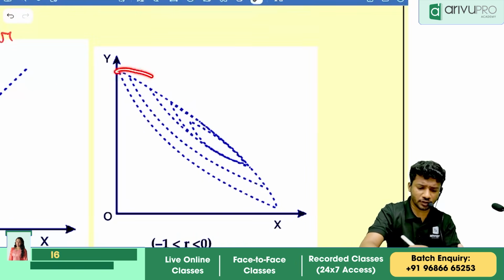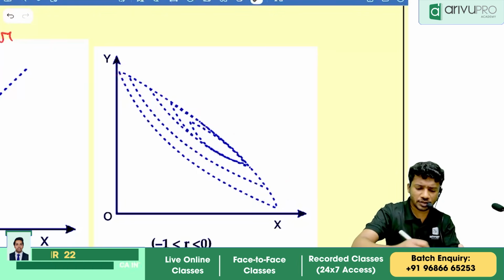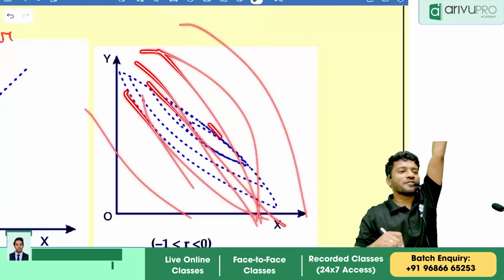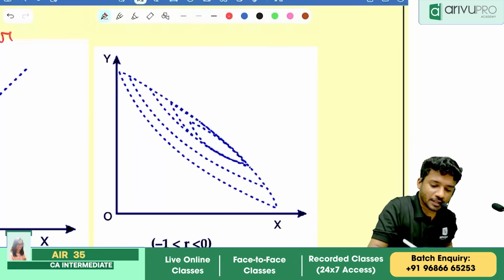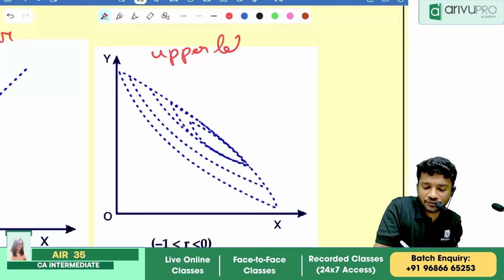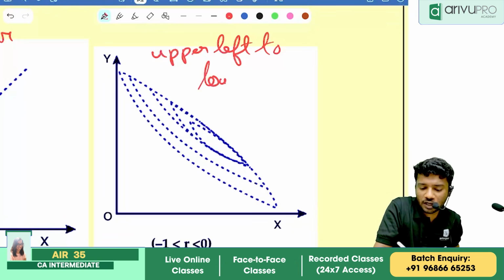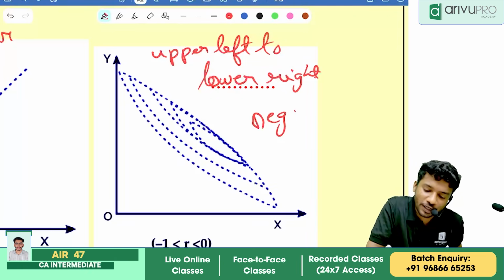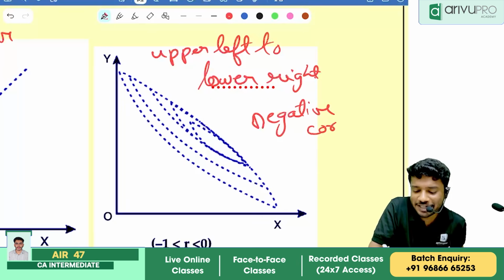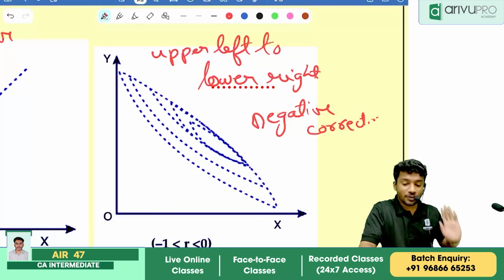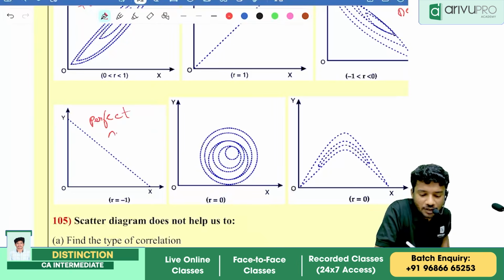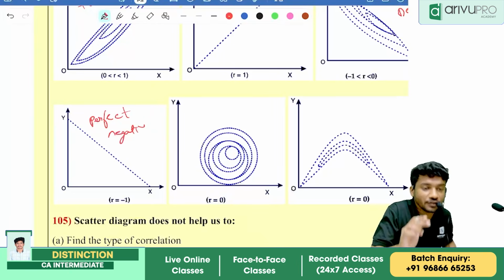Then people, what if the graph is like this? You should only concentrate on the red line. It is coming like this, from upper left to lower right. Upper left to lower right. What type of correlation? Negative correlation. What if it is a straight line? Perfect negative correlation. Okay. If it is a straight line, perfect negative correlation.